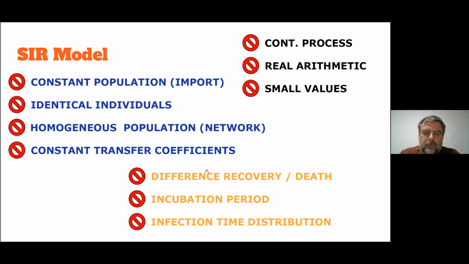Of course, there are other problems which I call minor from the modeling perspective. There is the difference between recovery and death. That's easy to take care of. There's also the incubation period. That's typically easy to take care of as well, but not necessarily, because we don't know exactly this incubation period. The behavior of people may change, which is not easy. And also the infection time distribution is again something we do not know that much about. We know more now than at the beginning of the pandemic, but still.